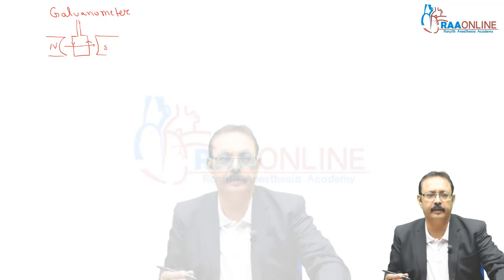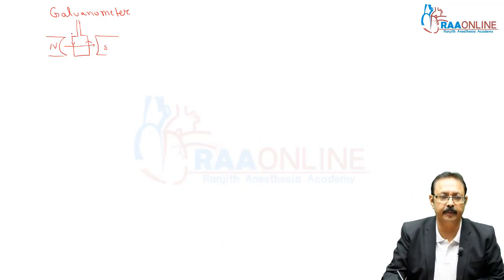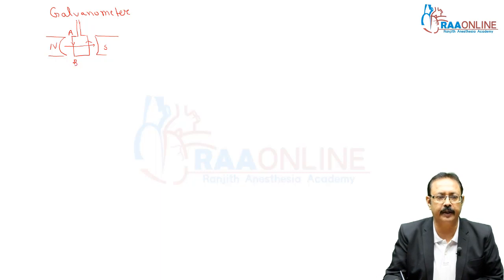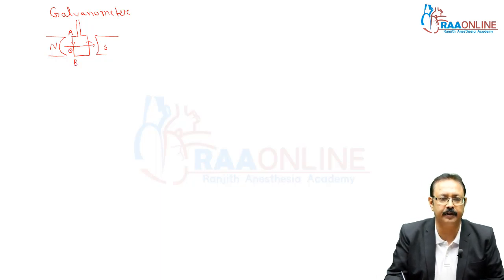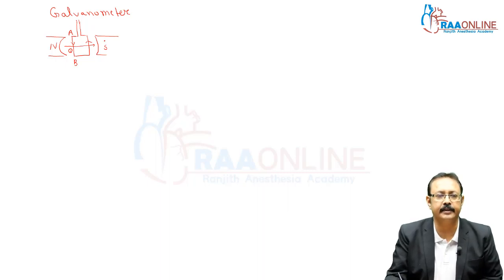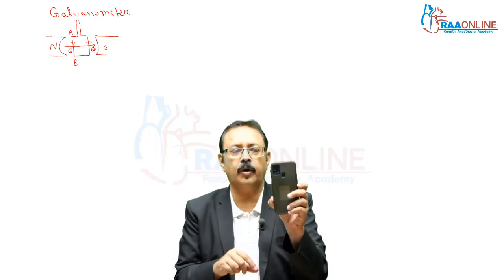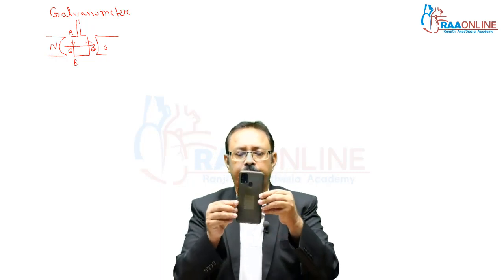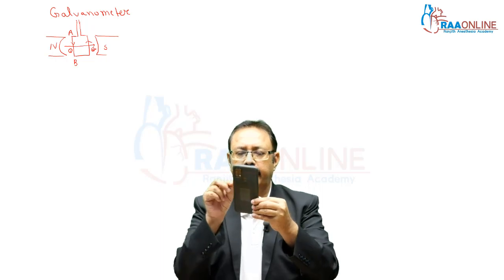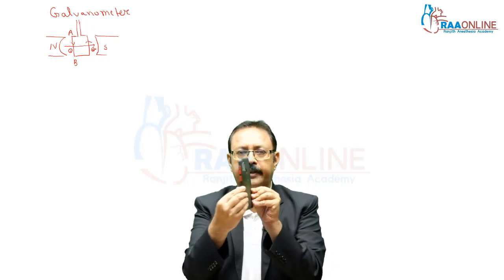So this arm AB feels a force in the outward direction. Outward direction means in this direction. Since the current in this arm is in the opposite direction, the force on it will be inward. So if two arms of a coil are experiencing forces in opposite directions, one outward, one inward, they will rotate the coil.